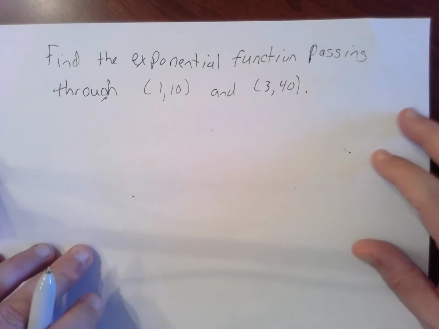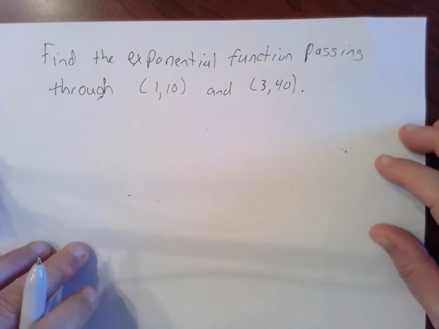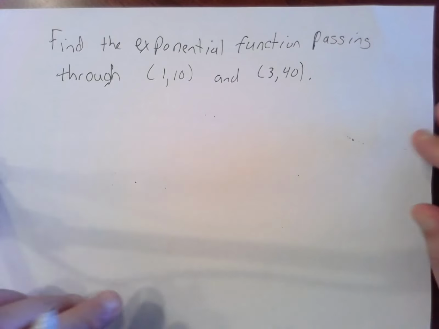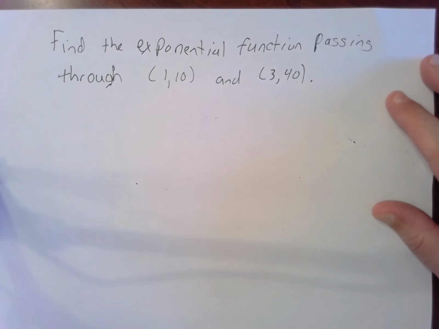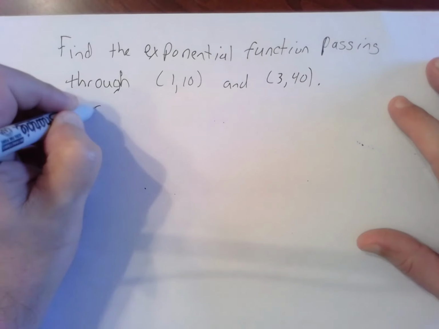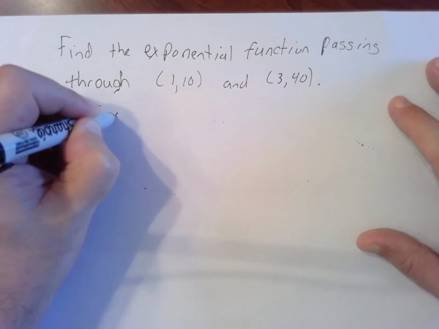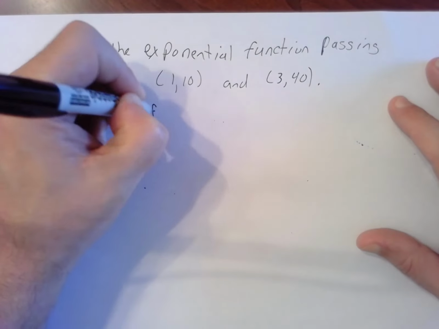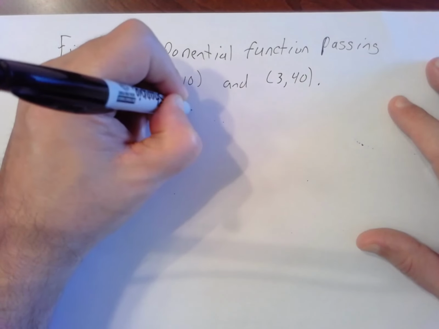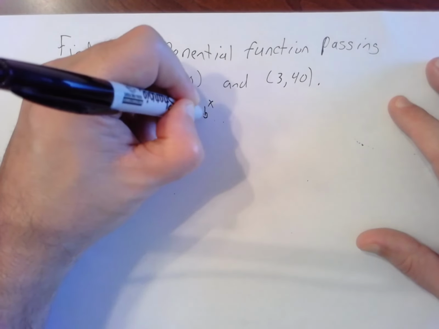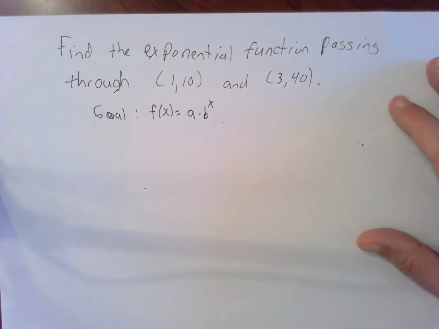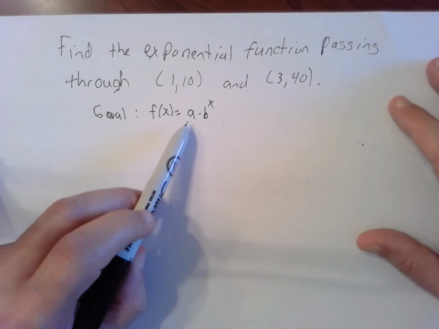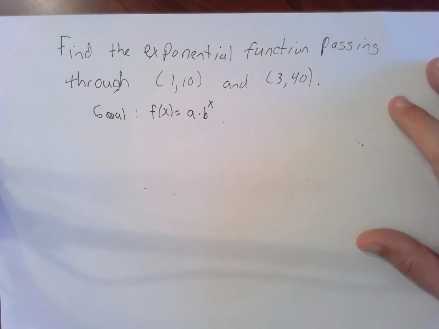Okay, now sometimes somebody will hand us a couple of points and expect us to find the function that passes through these two points. So there's a little bit of work to do here. We know our goal is f of x equals a times b to the x. That's our basic function. I need to find a and find b.